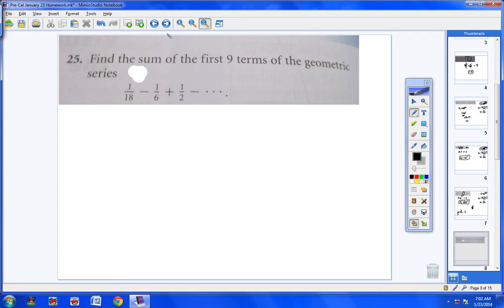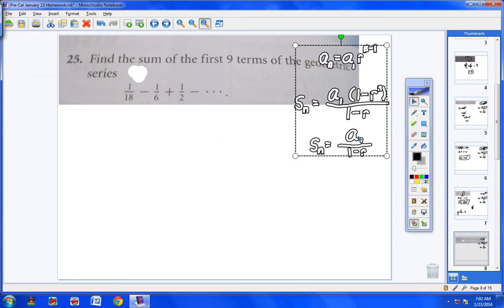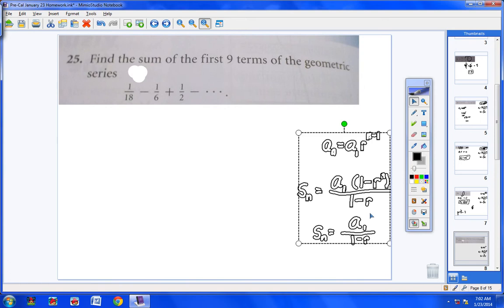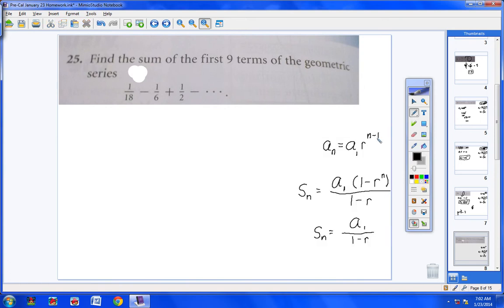Okay. All right, let's take a look at number 25. Find the sum of the first 9 terms, okay, of the geometric series. Now, please listen to me carefully. First of all, it does tell us in the problem we have a geometric series. If they did not tell us that, we would have to check and see on a test or a quiz.